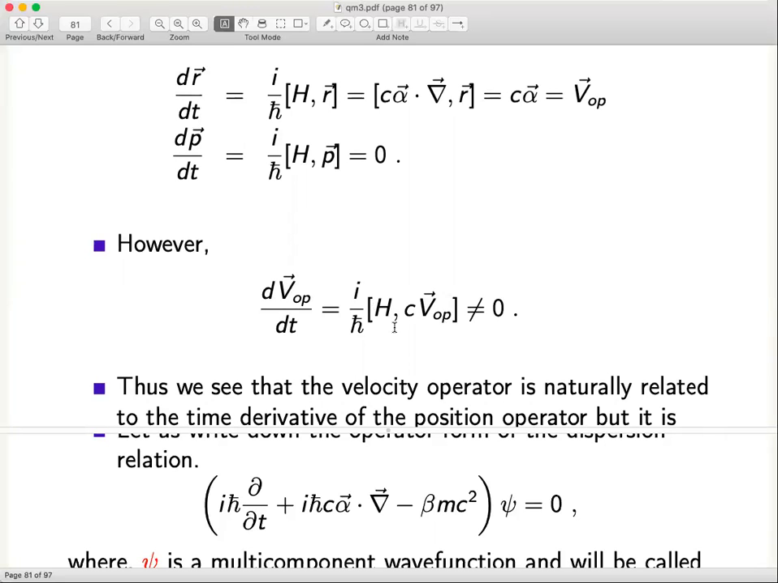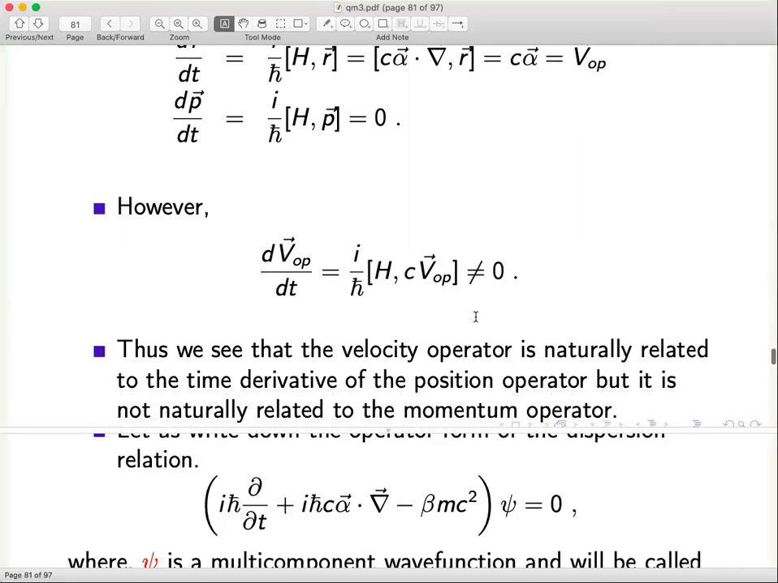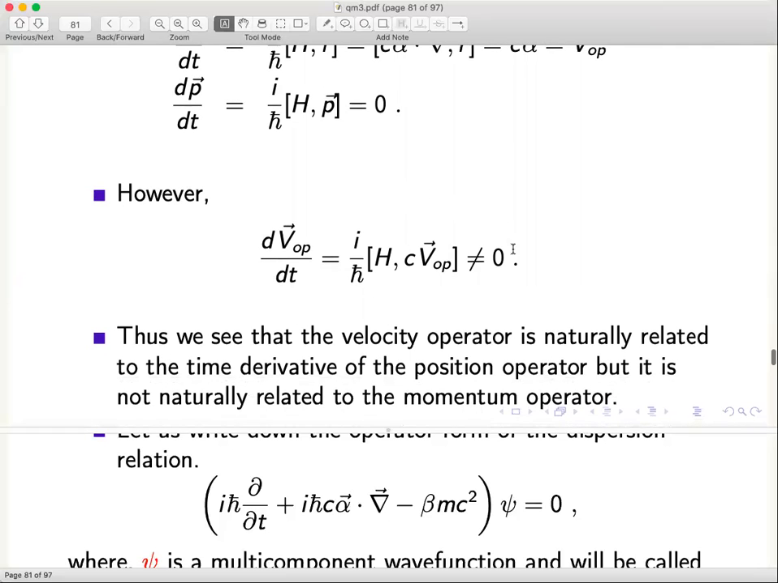And you can see that this object is c times alpha, and that alpha wouldn't commute with this alpha because they are written in terms of Pauli matrices. They don't have a simple commutation relation. They have a simple anti-commutation relation. Similarly, these alphas wouldn't commute with beta also. So this quantity is not going to be 0. So you find that the velocity is not constant.